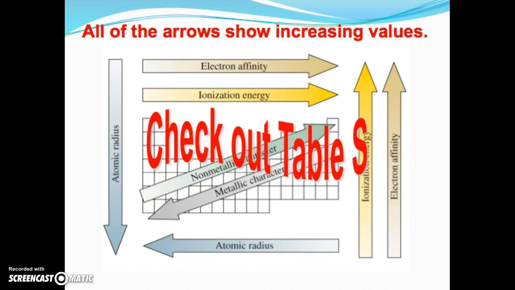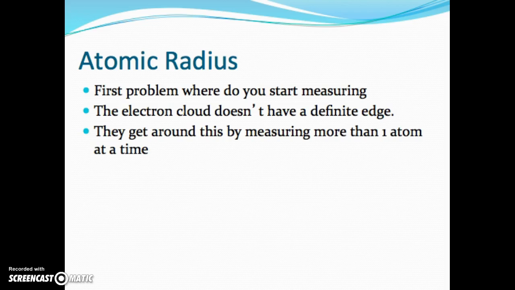But know that if you wanted to, for example, look up any of these trends on your reference table, such as atomic radius, electronegativity, or ionization energy, we can do that in Table S. So don't freak out completely when we're watching this. The first trend we're going to talk about is atomic radius.